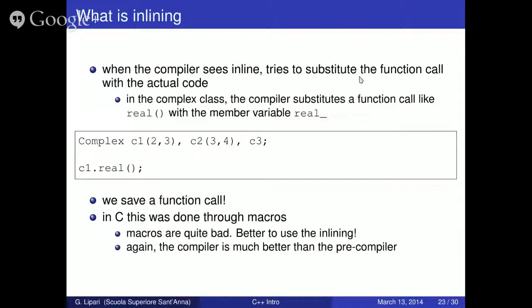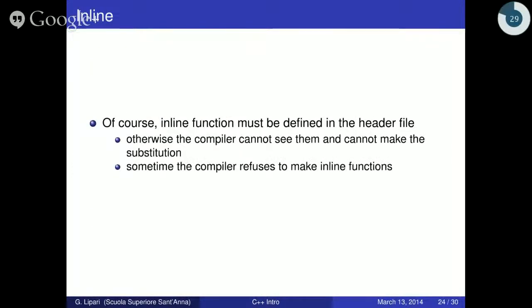Typically in the old C, this was done through macros, but macros are quite bad, and it's better to use inlining because the compiler can really optimize a lot. Of course, the code for the inline function must be defined in the header file, otherwise there is no way of doing that, because this kind of inlining is done by the compiler, not by the linker.